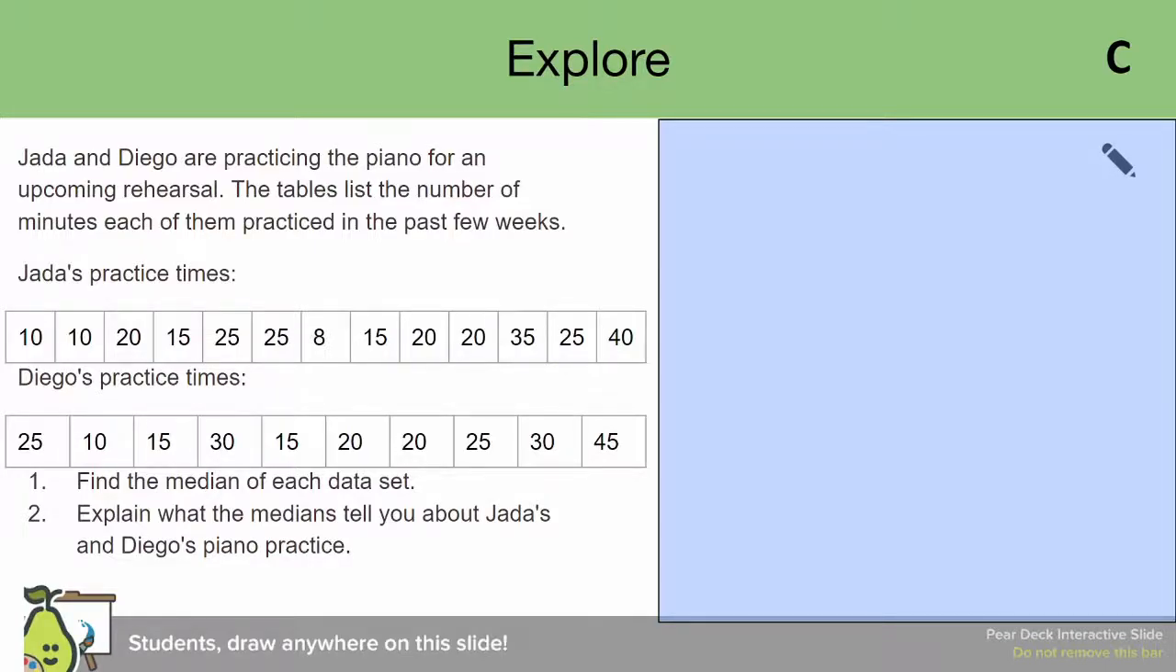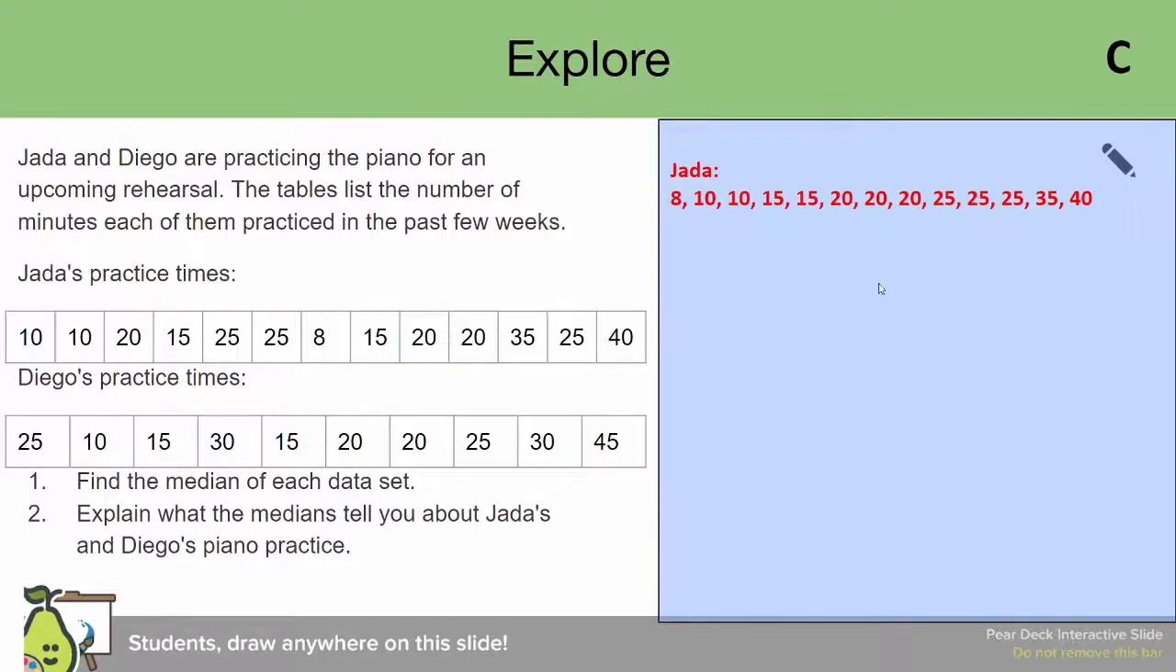Now that you've had some time to organize these numbers from least to greatest, let's do it together. Well, the smallest number here is 8, which will then be followed by 2 10s, followed by 2 15s, followed by 3 20s, followed by 3 25s, 1 35, and 1 40. We want to check that we actually capture all the numbers. So here we have 1, 2, 3, 4, 5, 6, 7, 8, 9, 10, 11, 12, 13 numbers, and in the table we have 13 numbers as well.